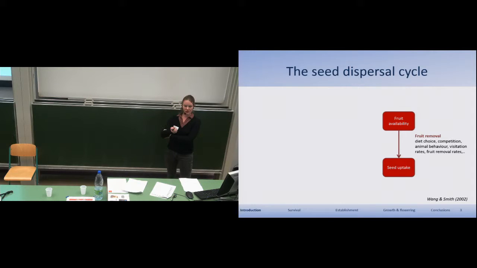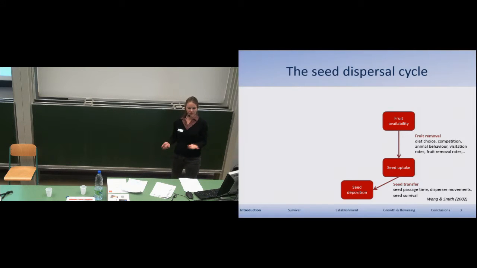So once seeds are taken up, they travel through the digestive system of animals, and finally they get deposited in a dung pad on the field. When and where this happens is also a function of seed passage time, which is very specific for each animal species, but it also depends on which foodstuff has been eaten. Also, dispersal movements will tell us where we can find seeds at the end of this dispersal process.